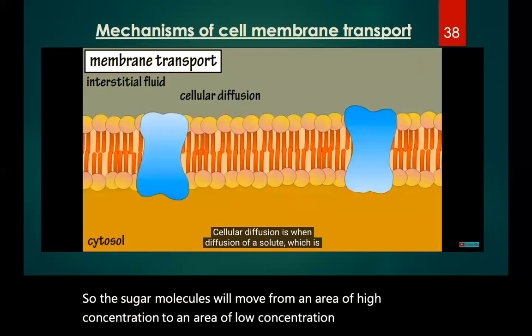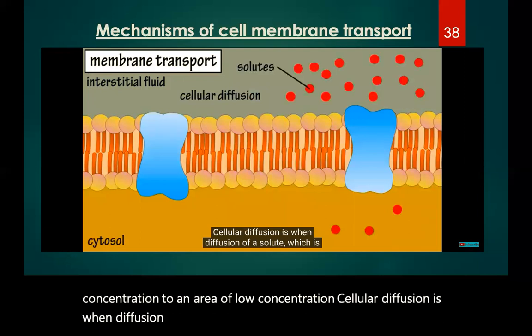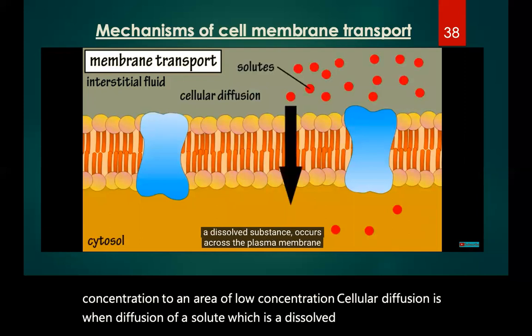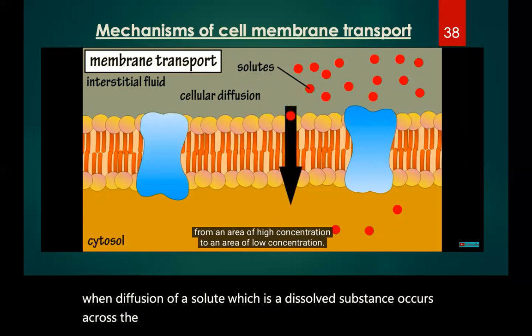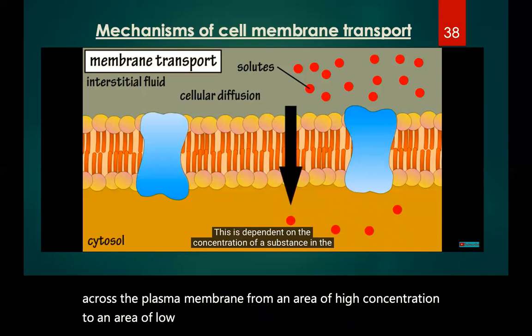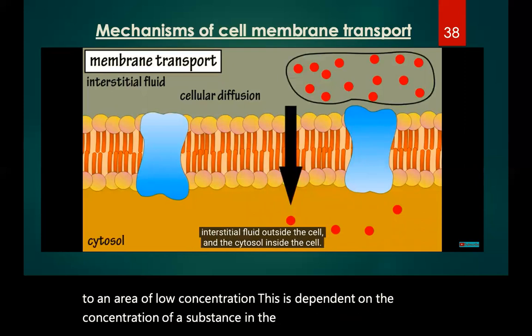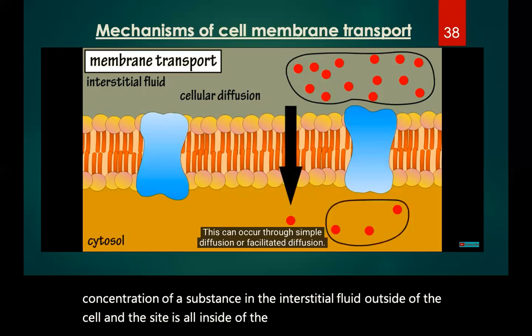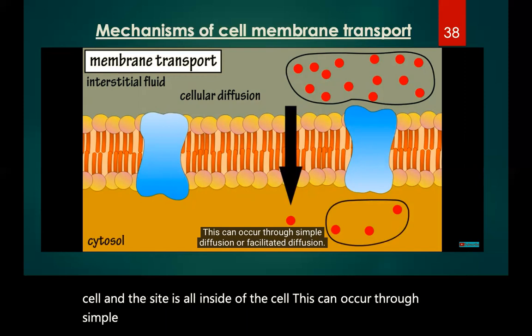Cellular diffusion is when diffusion of a solute, which is a dissolved substance, occurs across the plasma membrane from an area of high concentration to an area of low concentration. This is dependent on the concentration of a substance in the interstitial fluid outside of the cell and the cytosol inside of the cell. This can occur through simple diffusion or facilitated diffusion.